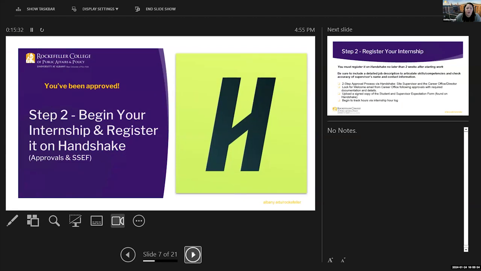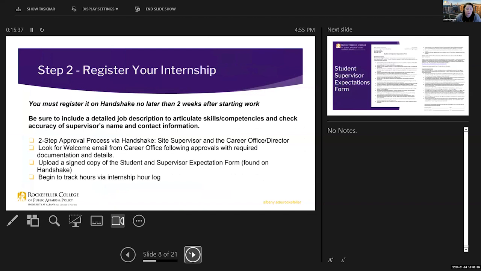So step 2, begin your internship and register on Handshake. Again, I'll have a tutorial at the end. But in terms of registering your internship experience on Handshake, it's important to know that you should register it no later than 2 weeks after starting your internship. We want to be doing this in real time to the best of our ability. So if you're accepting a spring internship, for example, and you started last week, you should be submitting that. Some students submit it in advance, and that's fine. You don't want to be too far in advance. It all has to line up in real time for the most part, but you certainly don't want to be delayed in that process.